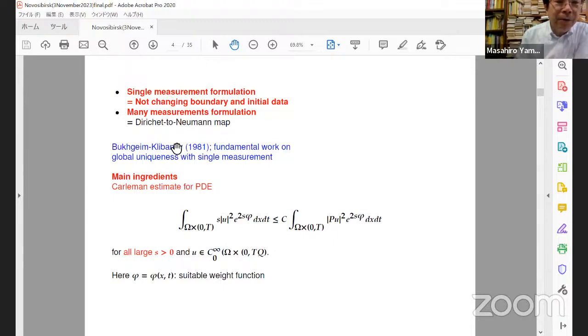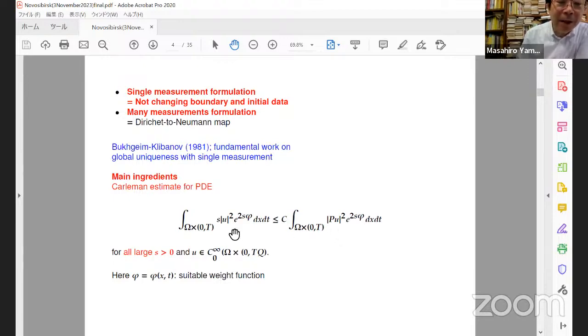As for the first formulation, the fundamental work was done in Novosibirsk by Bukhgeim and Klibanov, 1981. They used a Carleman estimate to prove global uniqueness with a single measurement formulation. The main ingredient is a Carleman estimate for the partial differential equations under consideration. Roughly, the Carleman estimate is described like that, for example for parabolic or hyperbolic and other suitable partial differential equations.